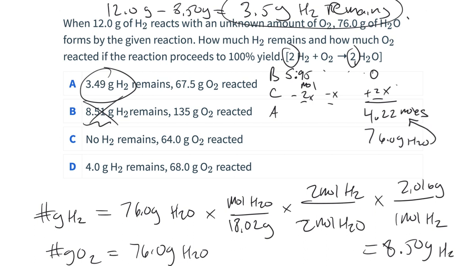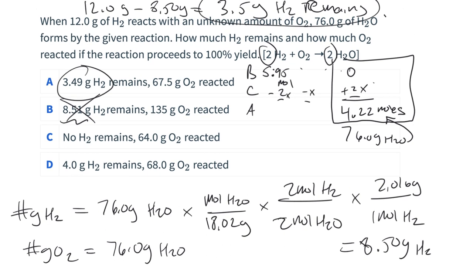And so the approach here, if you can see this step here, is we can solve for x. And so if you set the chart up this way here, we could determine that x would be equal to 2.11 moles.